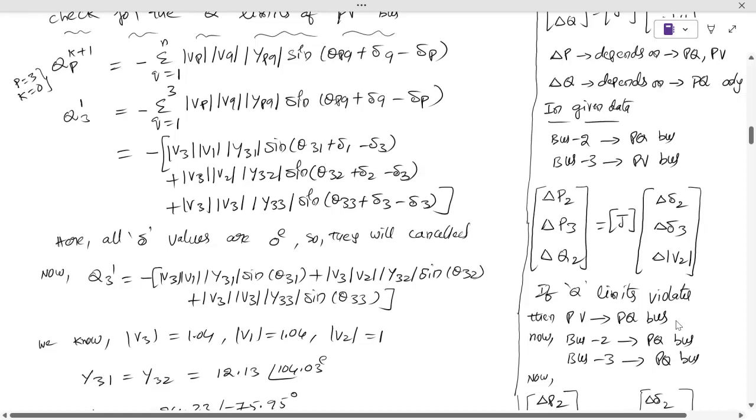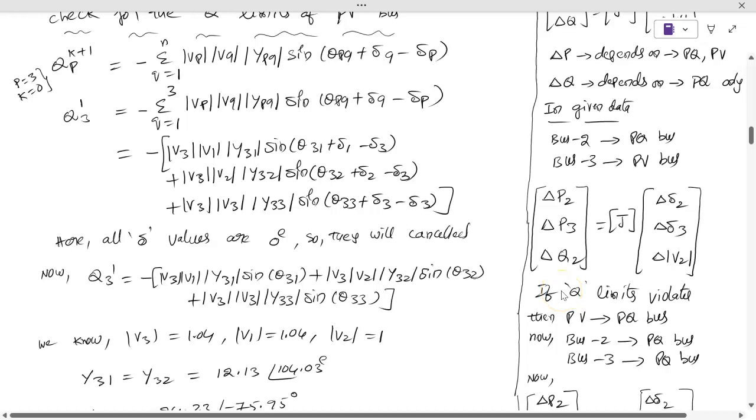But after checking the Q limit, if the Q limits are violated, that means after calculating the Q value it is not within the given limits, then what we need to do? For the PV bus, the bus for which we first calculate Q, the third bus only, because for a PV bus Q is not specified.